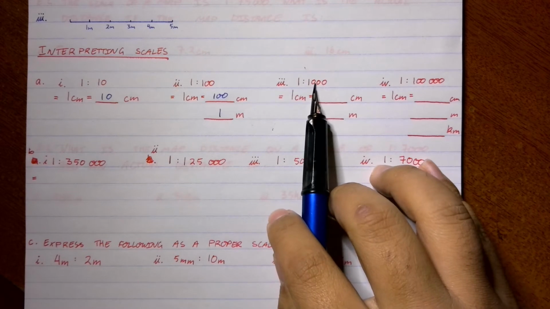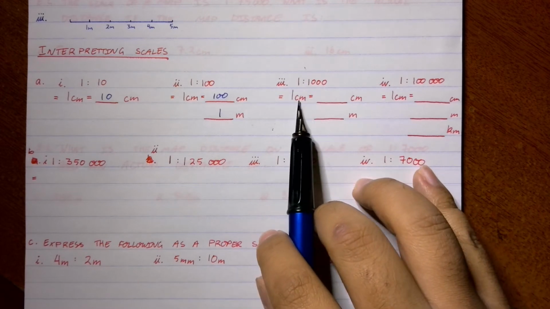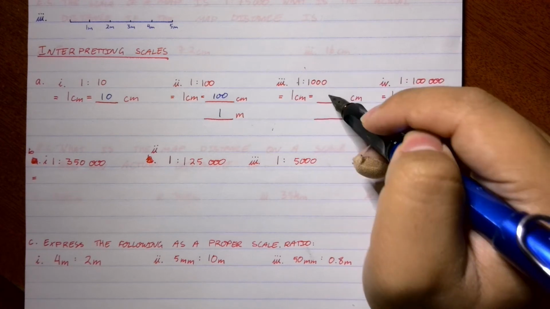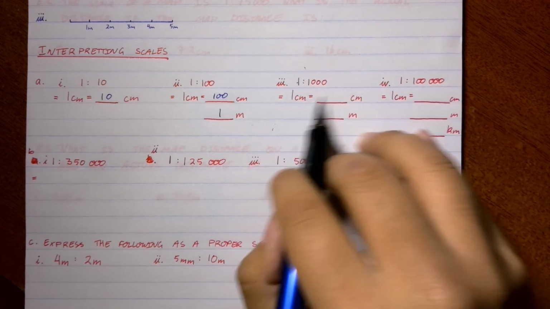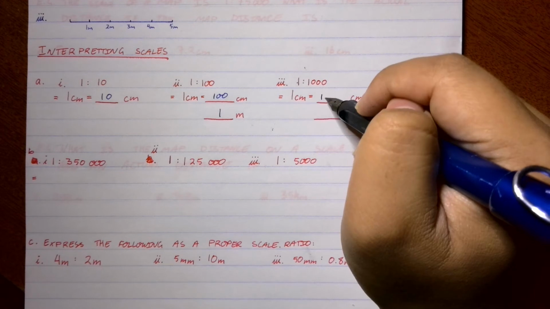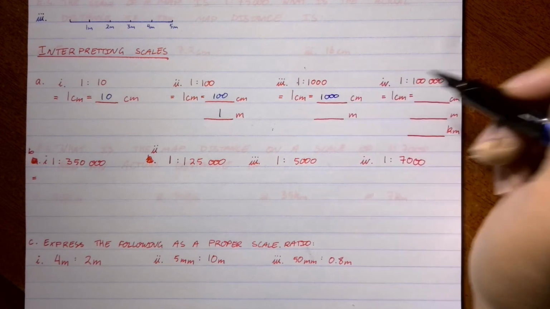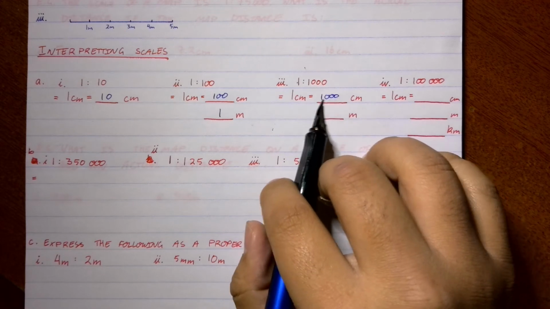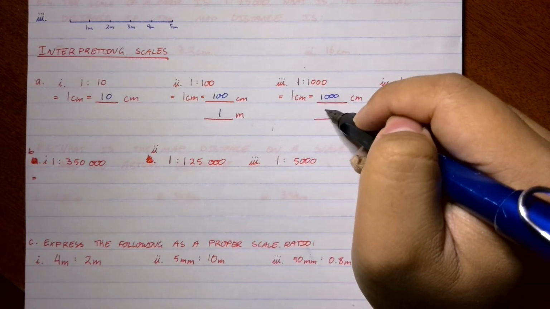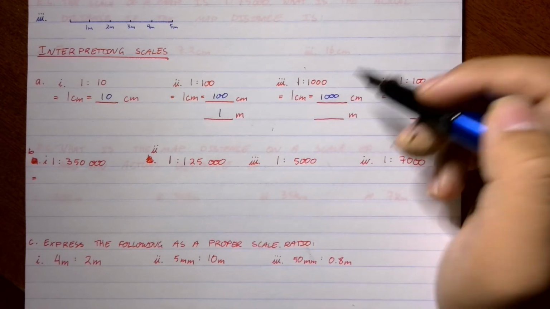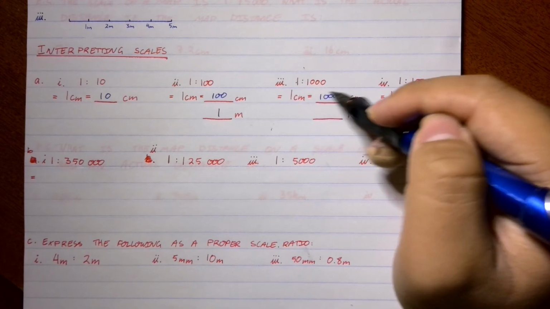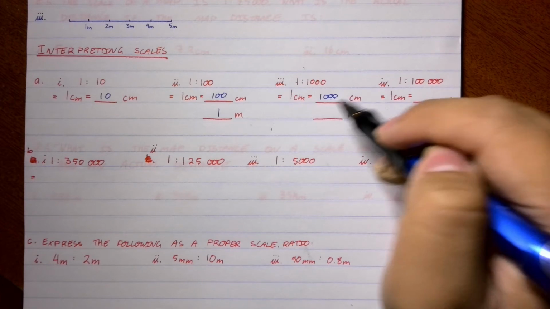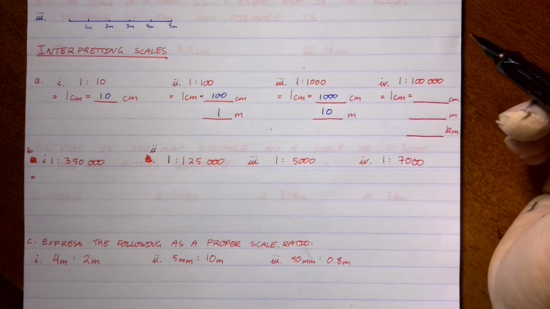1 is to 1,000, well, because it's a ratio, it's the same unit of measurement. So 1 centimeter is equal to 1,000 centimeters, like that. But 1,000 centimeters is equal to, you're going to need some calculations here, dividing this by 100, getting rid of those two zeros, which gives us 10 meters.